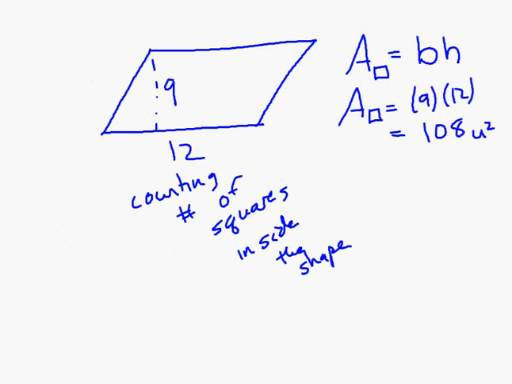Next one. Now this is a triangle. So actually, let's back up. Let's do a triangle. So write this down. Area of a triangle. We're starting with something you know. Don't make it harder than it needs to be.